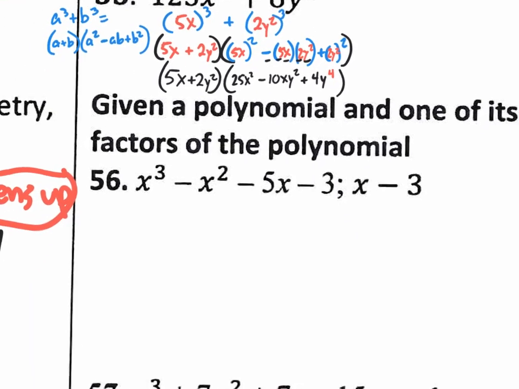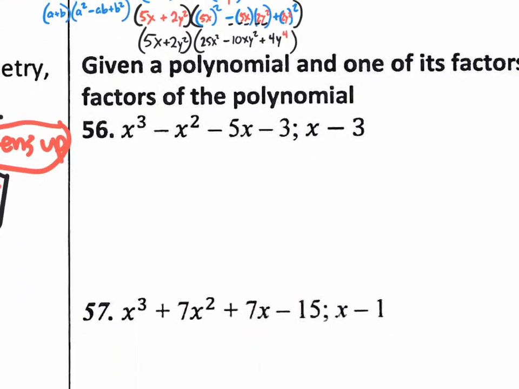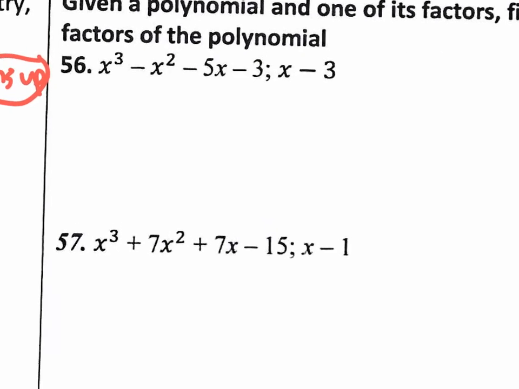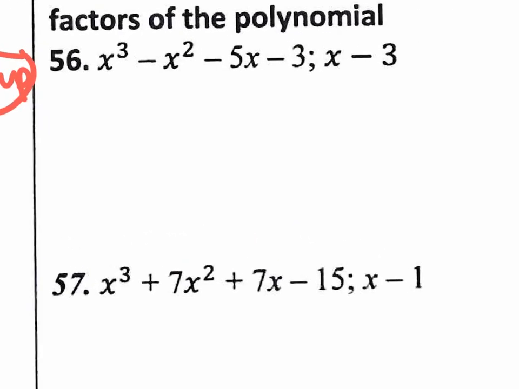Moving on. Given a polynomial and one of its factors, find the factors of the polynomial. This is actually from chapter 5, the latest chapter. This should be fresh in our minds. But then again, we didn't do so great on the chapter 5 test. That's not good. So they tell us that this cubic polynomial has this binomial as a factor. And whenever you divide something by one of its factors, it's going to work out beautifully. There's going to be no remainder, right?